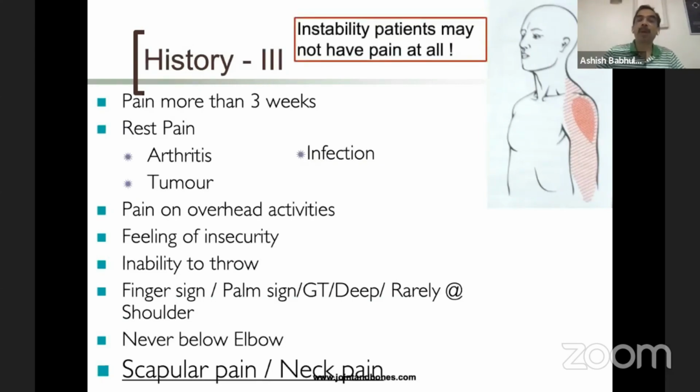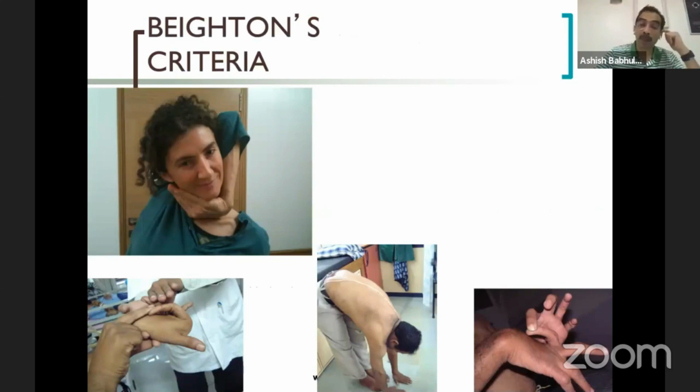So the most important take home from this slide is that instability patients may not have pain at all. Just because they don't have pain doesn't mean that they don't have a lesion. This is very important for you to take home. Try not to miss out on this. So the unusual thing should be done first.